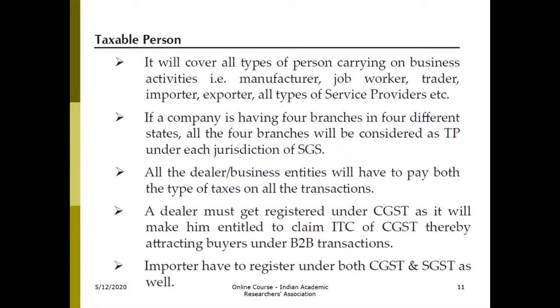All the dealers or business entities will have to pay both types of taxes on all the transactions. A dealer must get registered under CGST, as it will make him entitled to claim ITC of CGST, thereby attracting buyers under B2B transactions. Importers have to register under both CGST and SGST as well.